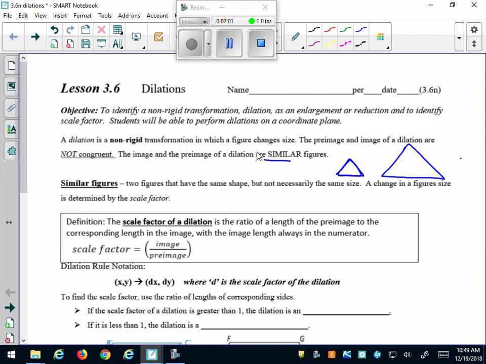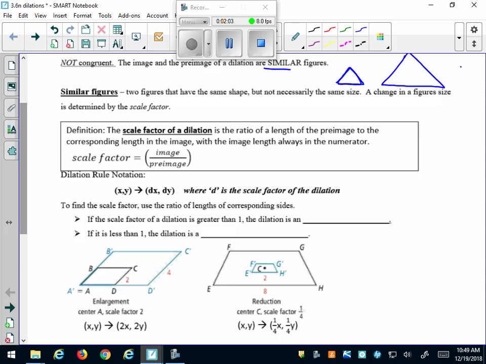Okay. With a dilation, what's happening is you're going to take the length of the sides of the figure and do the same thing to all the sides. In other words, multiply every side by 3, or multiply every side by 1/2, or whatever the number might be. This is going to change the size of the figure, right?